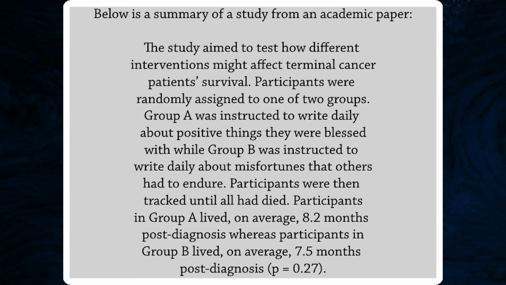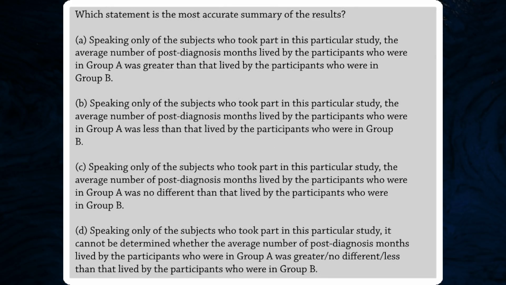Below is a summary of a study from an academic paper. The study aimed to test how different interventions might affect terminal cancer patients' survival. Participants were randomly assigned to one of two groups. Group A was instructed to write daily about positive things they were blessed with, while Group B was instructed to write daily about misfortunes that others had to endure. Participants were then tracked until all had died. Participants in Group A lived, on average, 8.2 months post-diagnosis, whereas participants in Group B lived, on average, 7.5 months post-diagnosis. Which statement is the most accurate summary of the results?